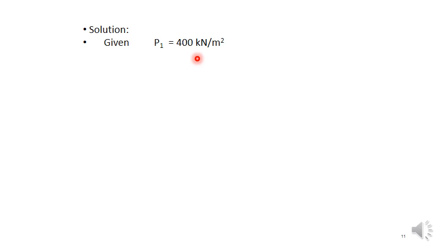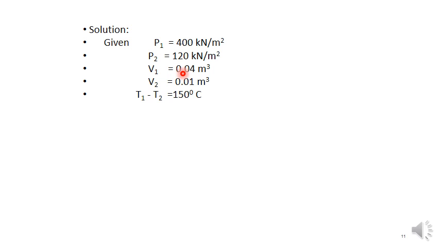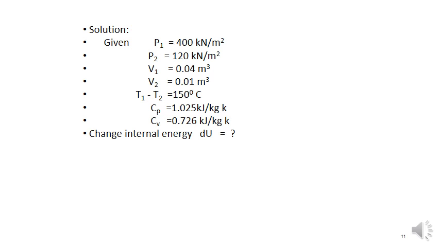So first write the given data. They give the initial and final conditions. So P1 400, P2 120. Next, volume V1 and volume V2. Next, the temperature difference they gave: it fell down, so T1 minus T2 is equal to 150 degrees centigrade. Then the Cp value and Cv value. So this is the given data: P1, P2, V1, V2, the temperature difference, and Cp and Cv values. First we have to calculate the change in internal energy dU. Next, the mass of the gas.